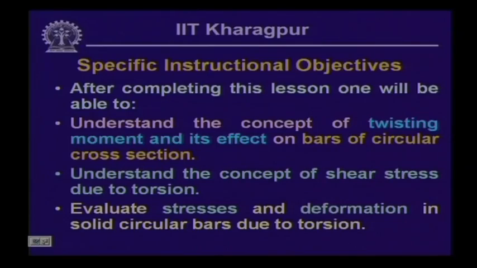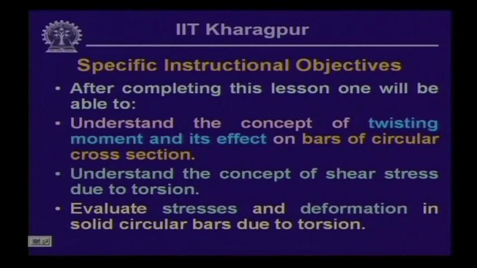Consequently, we have seen that if the bar is subjected to axial pull, it undergoes deformation, which we have defined in terms of strain, the deformation to its original length. In this lesson, we are going to look into what happens if this bar is subjected to another kind of force, which we term a twisting moment or torsion. What is the effect of torsion on such bars?